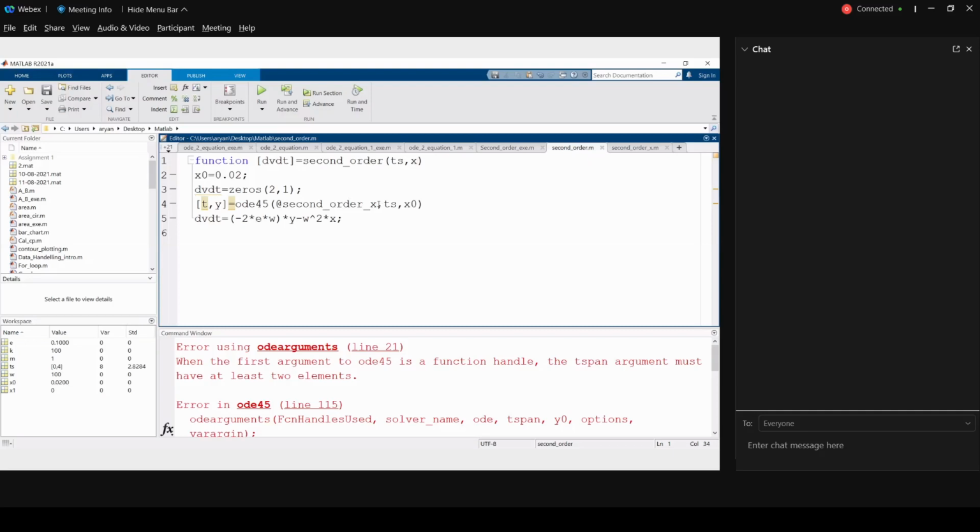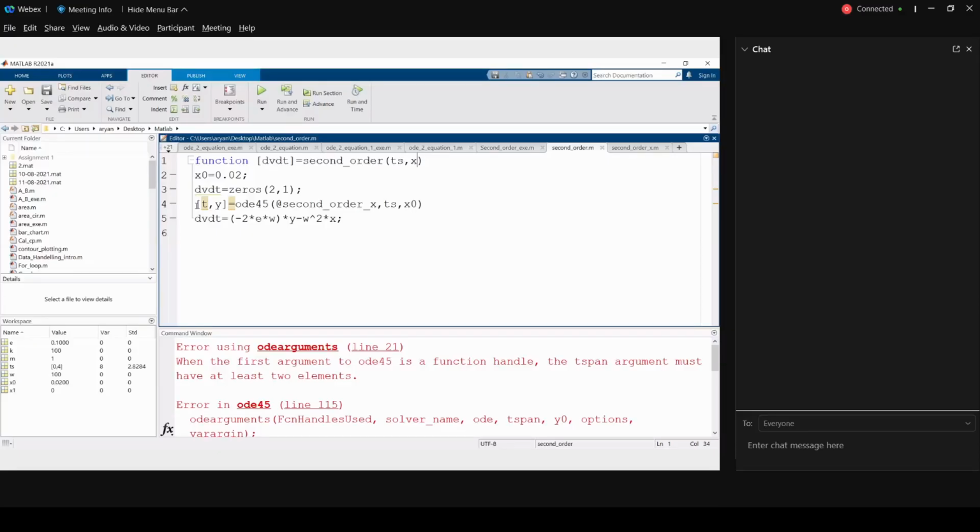Why did you call a function inside a function? So then, how should I use it? Line number 4? Yes, sir. I wrote it for the first derivative, for calculating dx by dt, I used it to call the function.